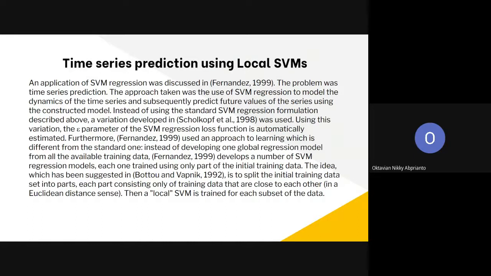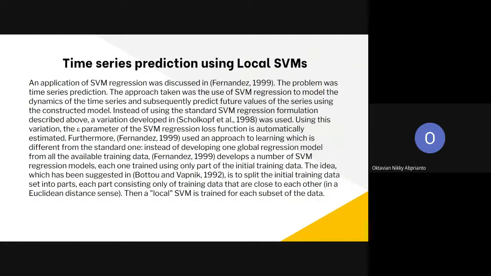A variation developed by Sollich in 1998 was used. Using this variation, the epsilon parameter of the SVM regression loss function is automatically estimated. Furthermore, Fernandez used an approach to learning which is different from the standard one.